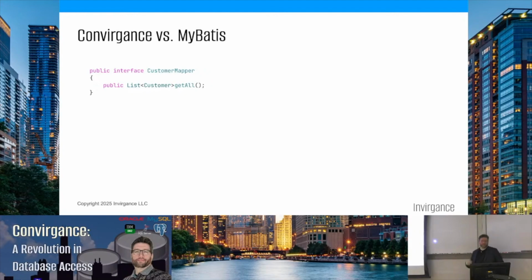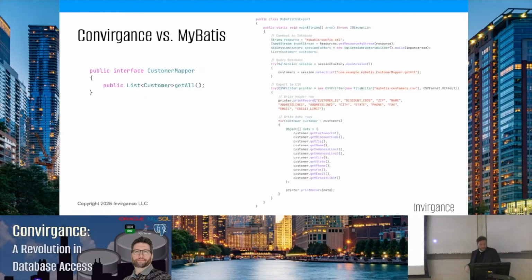So then we need an interface that will represent the mapper. And we had the one query, get all, that it will implement. And MyBatis will generate this for us. Cool, it finally did something.